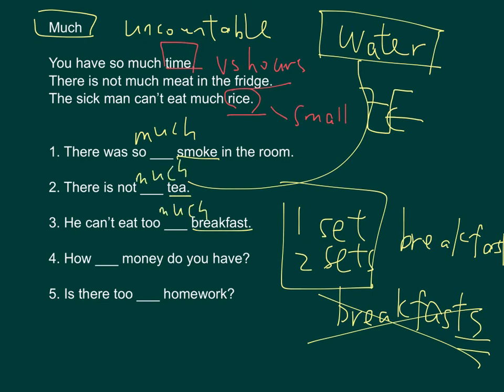These three are much. Okay, and we also know how amount of money is much as well. How much money do you have? And is there too much homework? Why? Homework is, how do I describe it in an easy way? But anyway, a piece of homework can be counted, but in general, homework is uncountable. Okay? The same applies to the breakfast case. I hope you understand it.